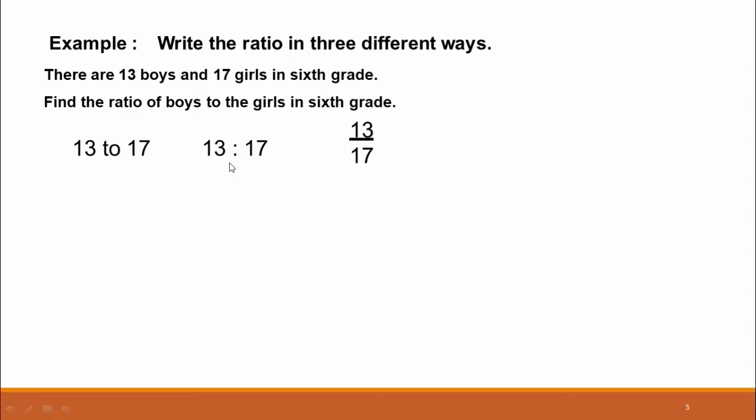Or using this symbol we can present the ratio between quantities, or using the fraction we can present the ratio between quantities. So there are three ways by which we can present the ratio between quantities: use the word "to", use this symbol, or use the fraction symbol. We can write 13 to 17. This represents the ratio between boys and girls in this example, or 13 colon 17 represents the ratio between boys and girls, or 13 by 17 represents the ratio between 13 boys and 17 girls in this example.